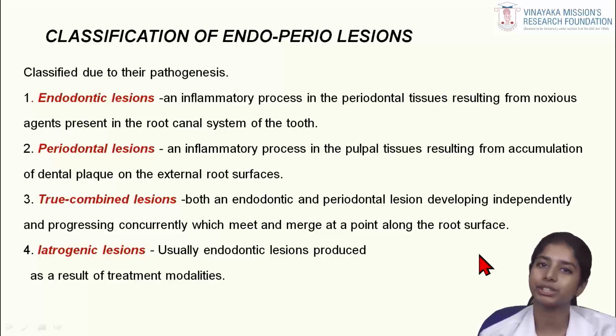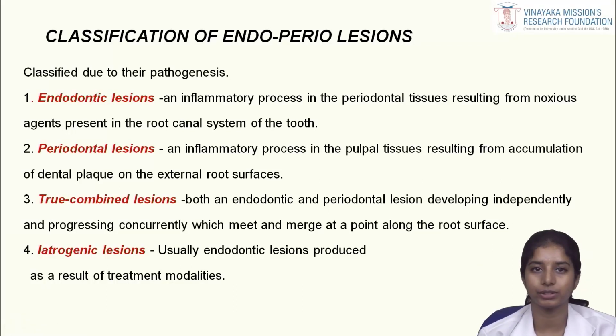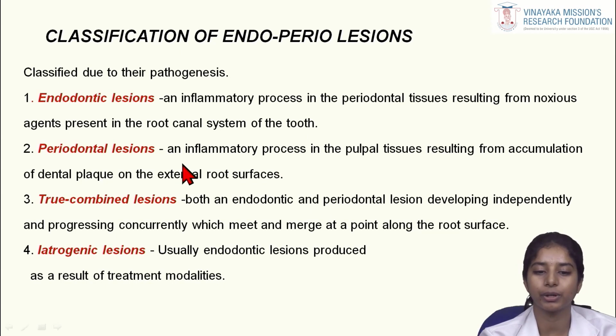And then the classification of endo-perio lesions based on the pathogenesis. We have 4. The first one is the endodontic lesion, which is an inflammatory process in the periodontal tissues resulting from noxious agents present in the root canal system of the tooth. And then we have periodontal lesions. Here the inflammatory process is present in the pulpal tissues, and that is resulting from accumulation of dental plaque on the external root surfaces. And then we have true combined lesions.